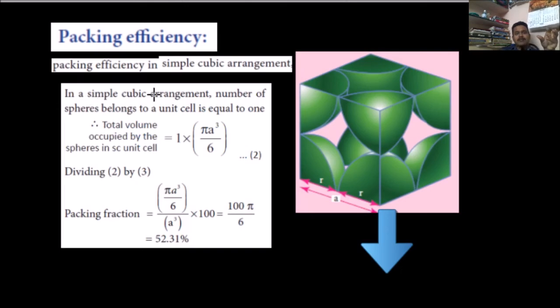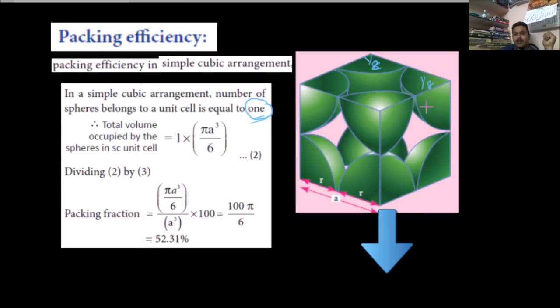Then in a simple cubic arrangement, just now we calculated the volume of one sphere. Now how many spheres, that means how many atoms, are there in this simple cubic system? The number of atoms in a simple cubic system is 1. How it is coming as 1, we discussed in the last video. In a simple cubic system, each corner has one atom.